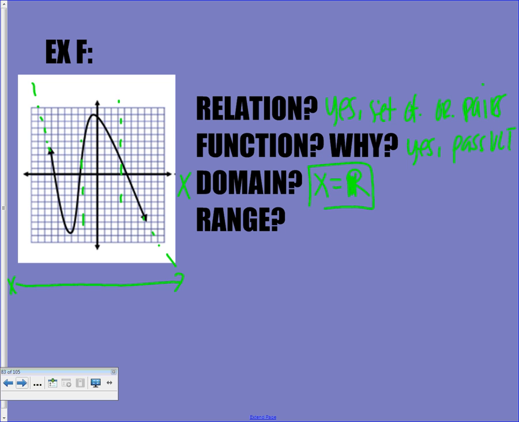Okay, range. Well, start at the bottom. We're looking at the y's. Start down here in the bottom. Go to the top. Because of these arrows coming down, I'm also going to see that everywhere. So y will also equal all reals.